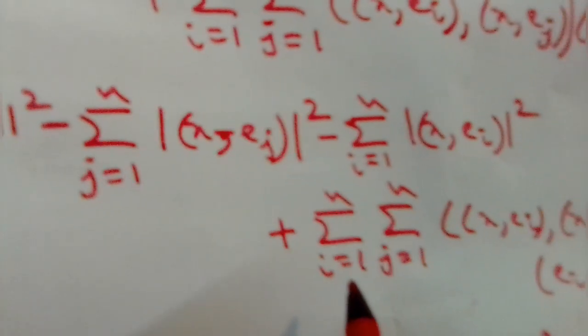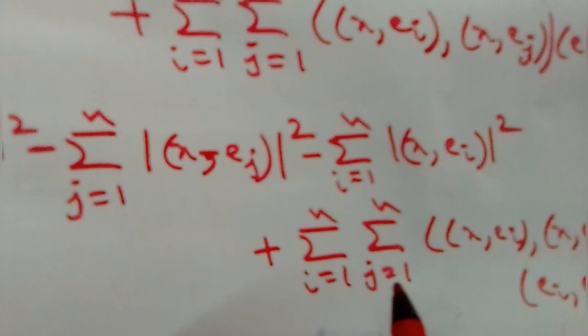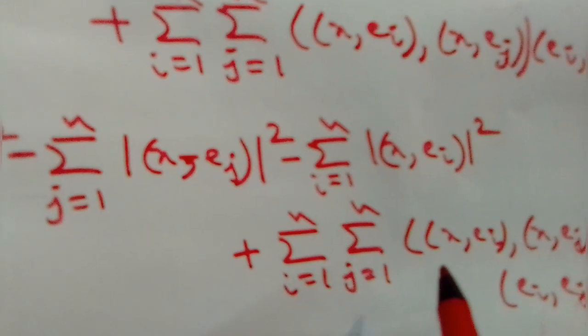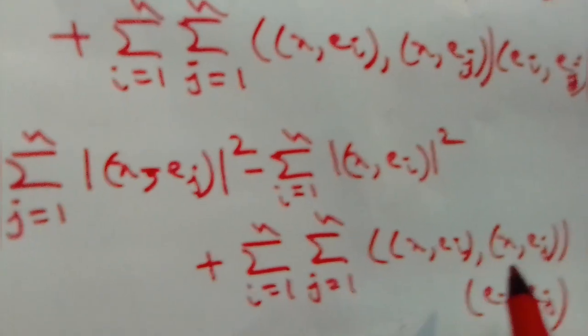Minus, here also we write the mod of ⟨x, ei⟩ whole square, and it will be written as the sum of i equals 1 to n, the sum of j equals 1 to n, of ⟨x, ei⟩, ⟨x, ej⟩, ⟨ei, ej⟩. Now we write all the same expressions as written, and the last expression will change.